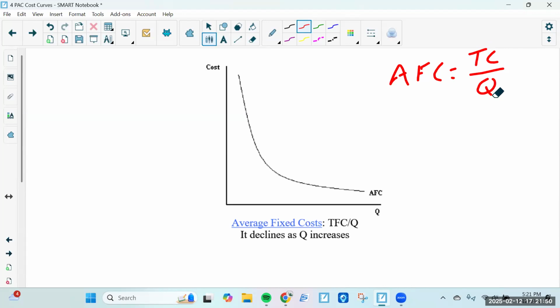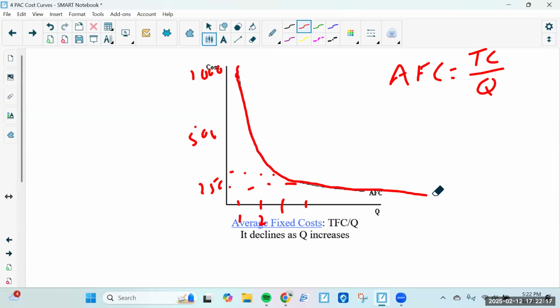If my fixed costs are $1,000 and I sell 1 unit, 1,000 divided by 1 is 1,000. If I sell 2 units, 1,000 divided by 2 is 500. 3 units, 333. 4 units, 250. This curve drops and keeps getting closer and closer to the horizontal axis, but it will never touch it, because even if you sell 1 billion units, 1,000 divided by 1 billion is still a positive number.